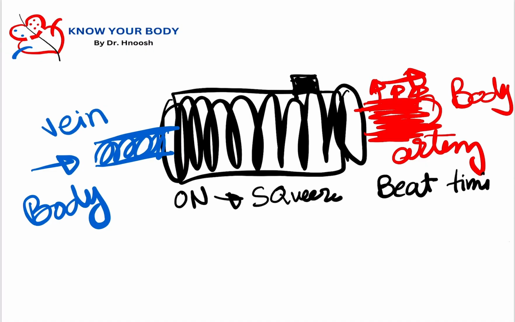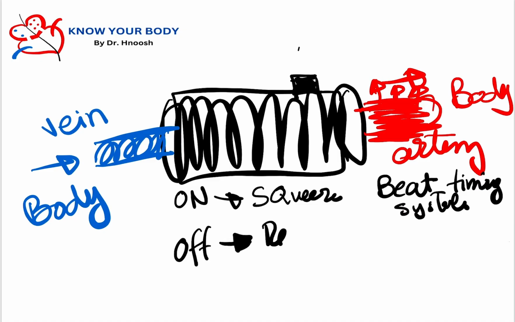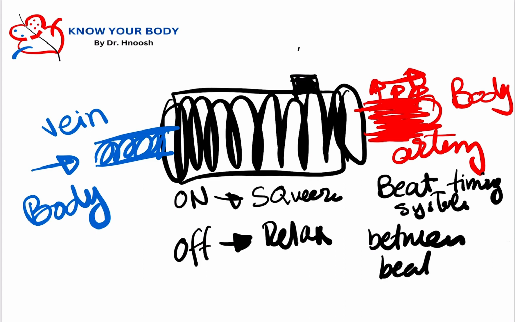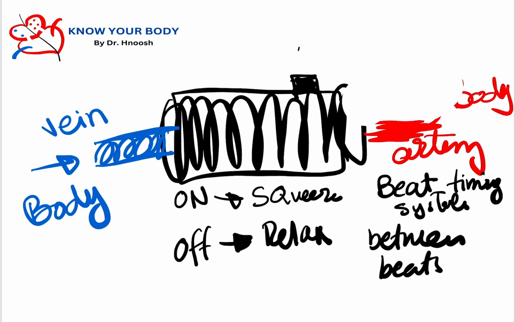timing, and that's what it's called in medicine as systole. Okay, on the other hand, when that dimmer is in the off situation, it means that the motor is in a relaxed way or relaxed time. That's the time between beats, okay? And when the pressure inside those arteries is gonna be less, okay?